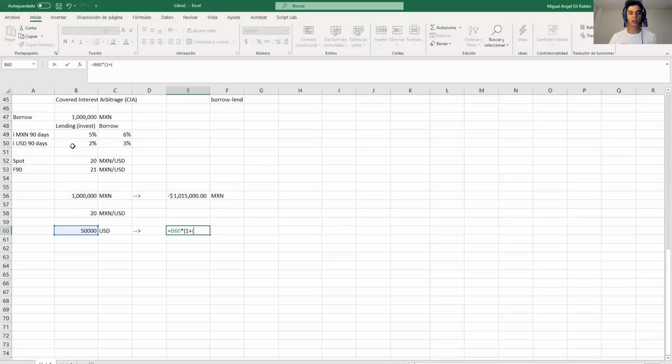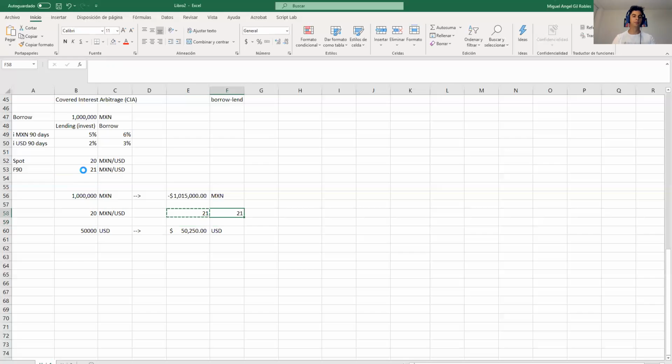I will select thus the lending rate, 2%. And then I divide this over 360 times 90. And this is the amount of dollars that I have after I complete my investment, 50,250. And finally, I need to go back. And going back is extremely easy because I only have one forward and one time frame. So it will be 21. And I have to multiply this times 21. And I have this amount of pesos in the end.